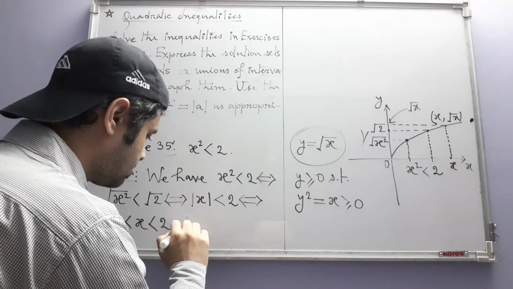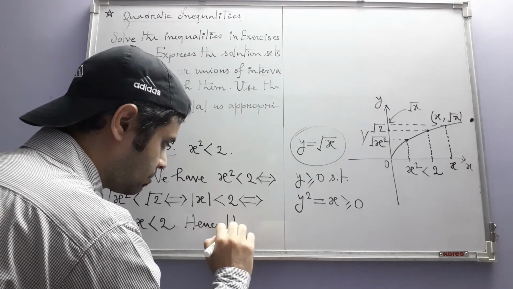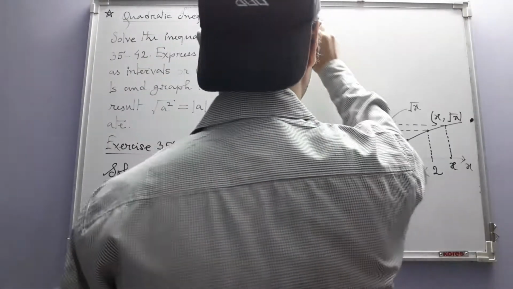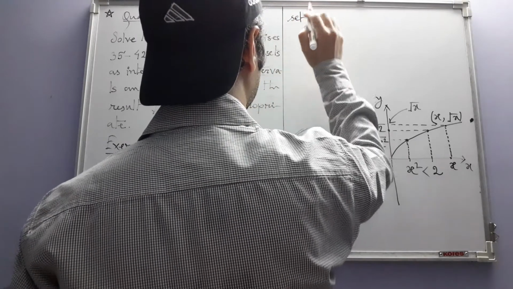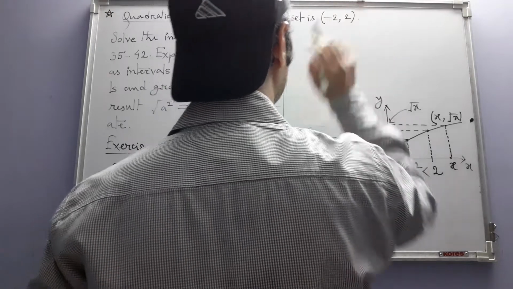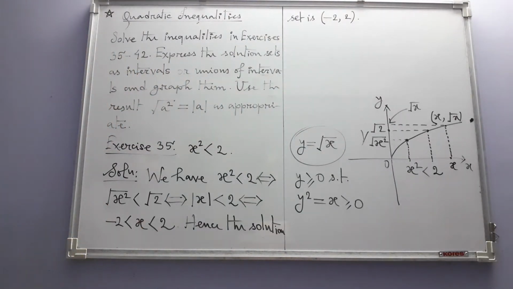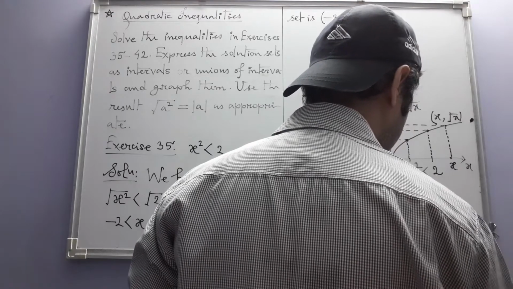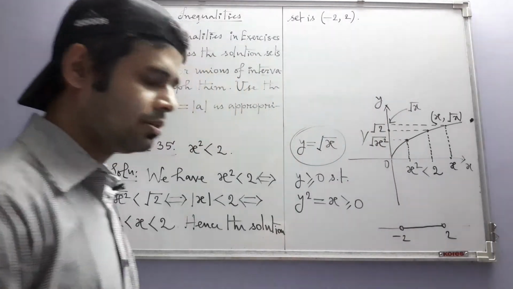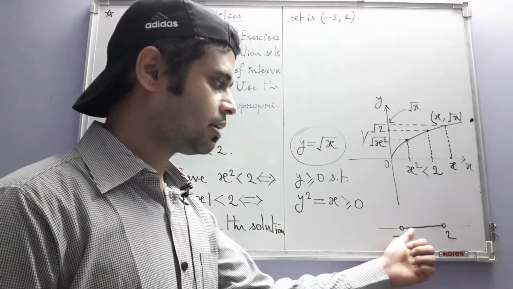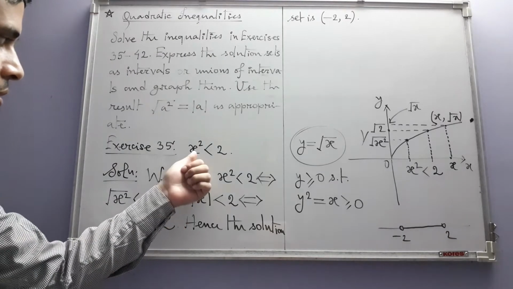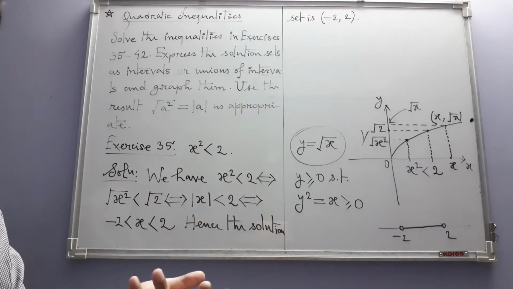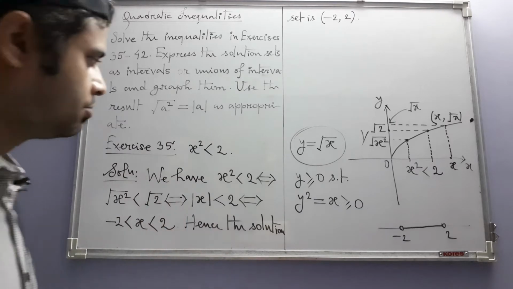So hence the solution set, let me write there, is the open interval -2, 2. Graph of this we already know how to draw. The graph will look like this. So this is -2, this is 2. The graph will be the line segment that lies in between -2 and 2, without ever taking these two values, because we cannot take either 2 or -2, because their squares, both of them are equal to 4, which is not less than 2, which is greater than 2.